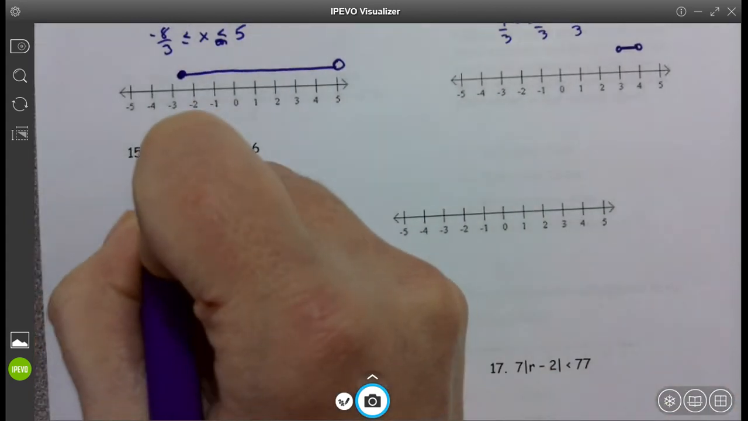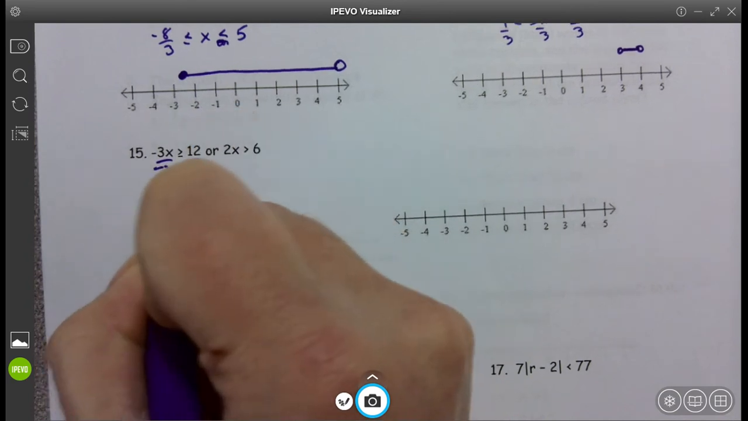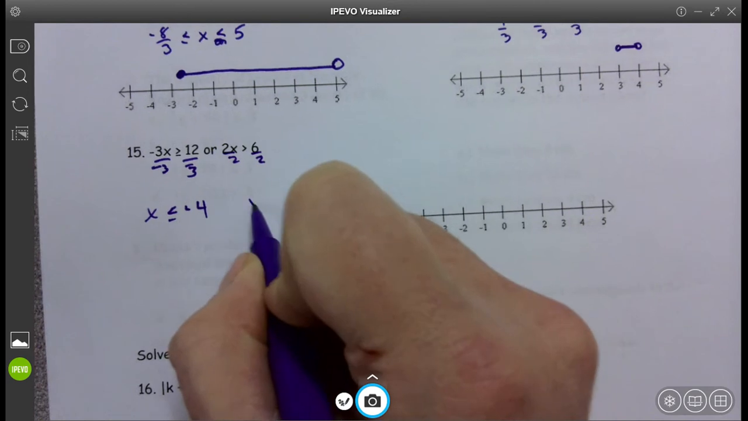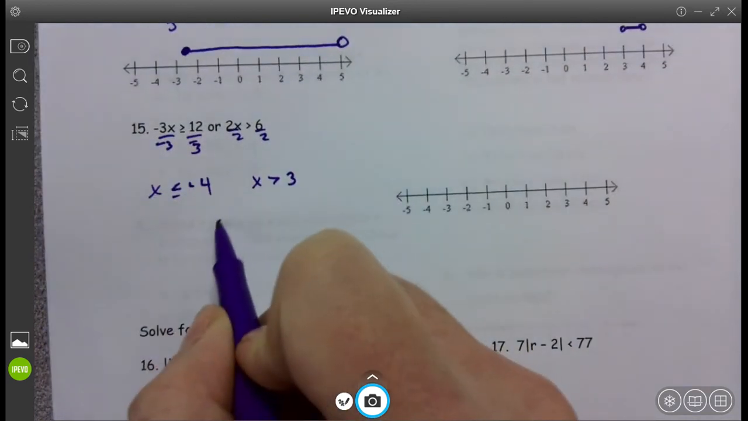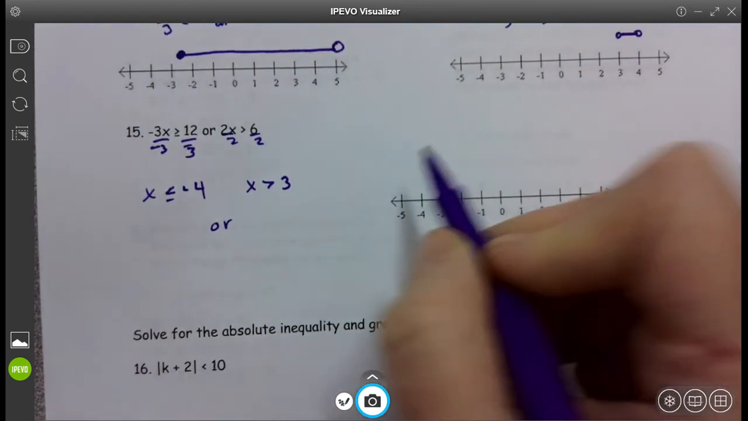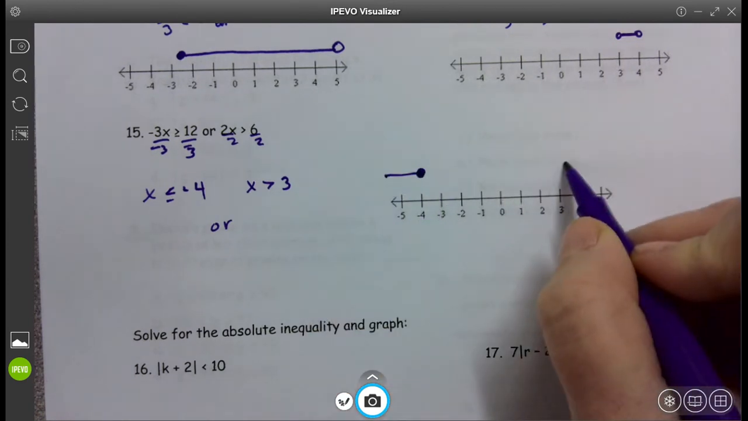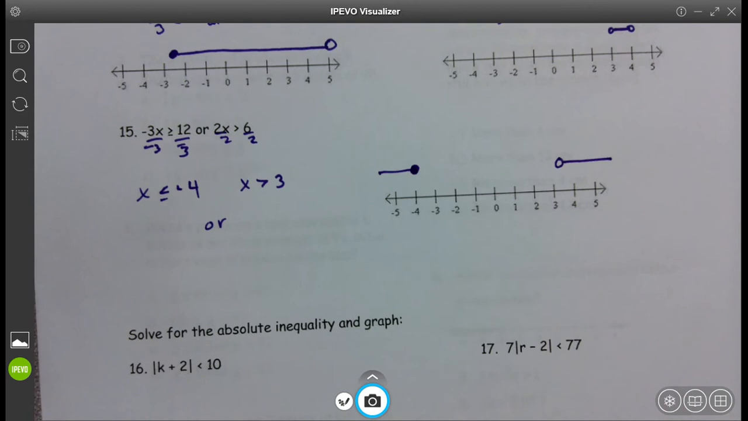This one's saying complete one, flip the sign, and then complete the other. So it's saying I have to be less than 4 or I have to be greater than 3. So I can be equal to negative 4 and less, or I can be 3 or greater, one or the other.